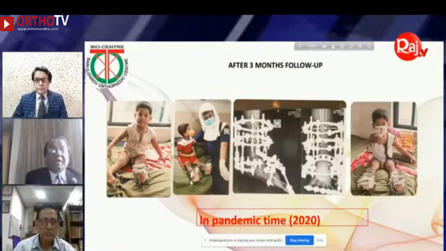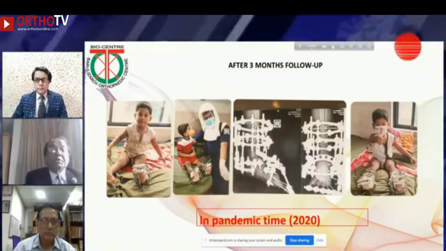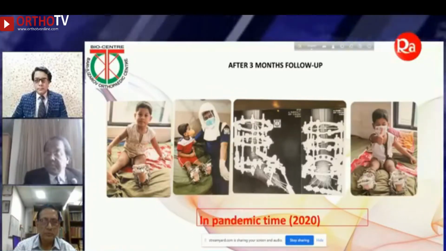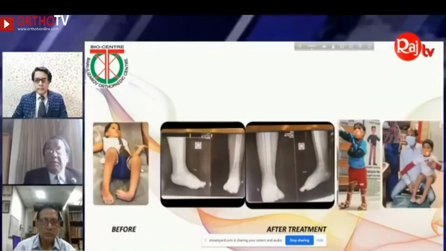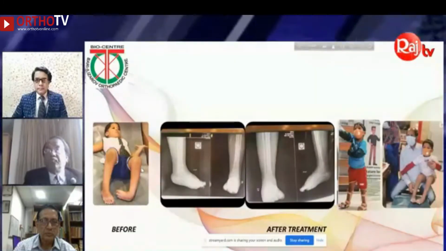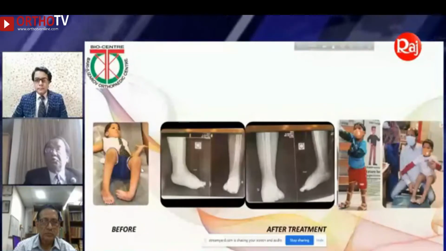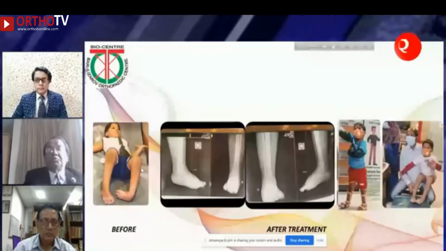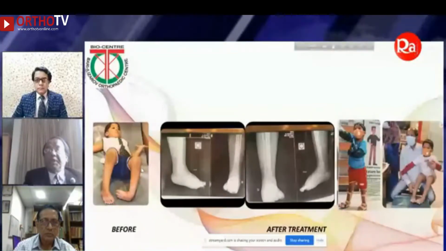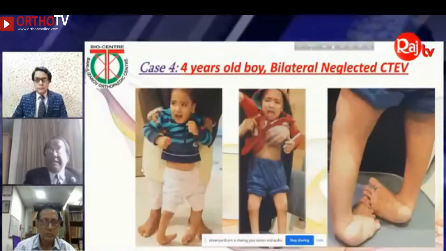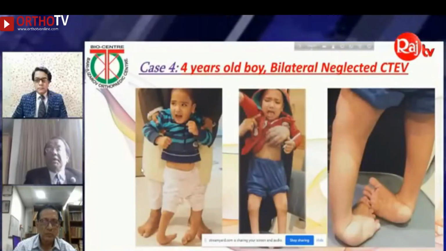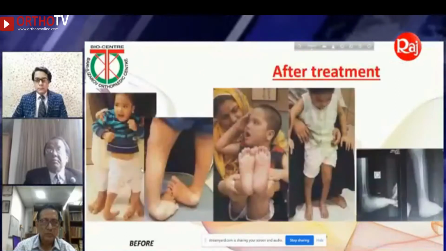See, all the time you should put the wires through the phalanges up to the metatarsal. And then after treatment, you can see fully corrected. As I told you, after removal of the apparatus, you must put the AFO. Bilateral neglected CTEV. See, again, treatment.